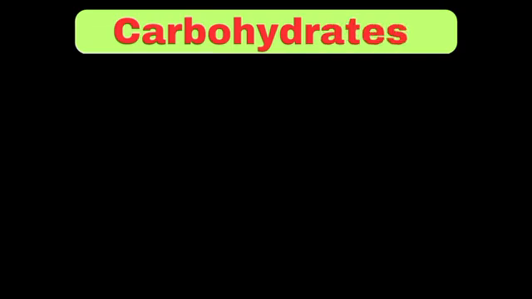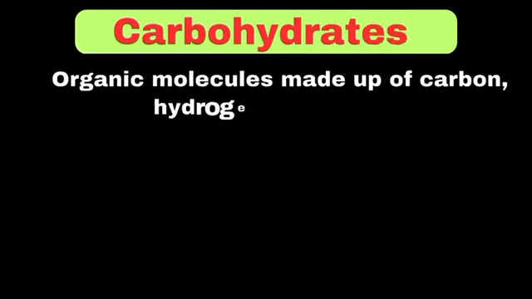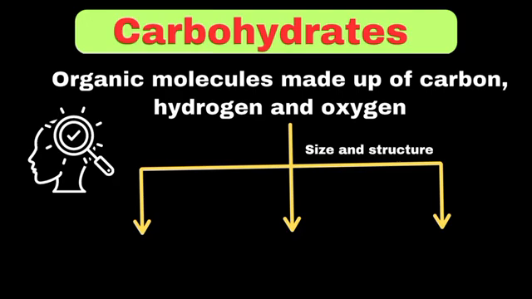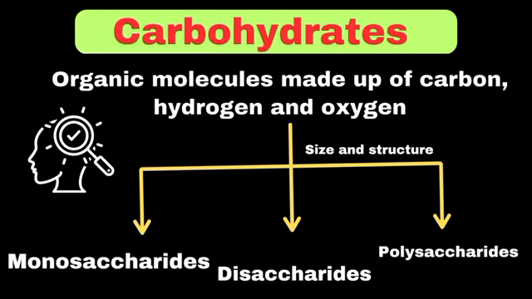First, let's explain carbohydrates in detail. Carbohydrates can be defined as organic molecules made up of carbon, hydrogen, and oxygen atoms. To understand deeply, we can divide carbohydrates into three main categories based on their size and structure: monosaccharides, disaccharides, and polysaccharides. Let's have a clear concept of monosaccharides first.